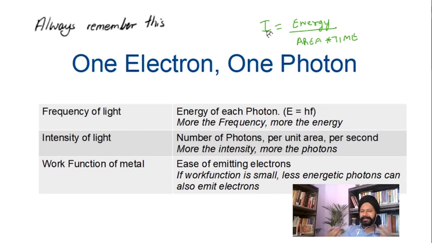Think about it this way. Let's say you have chosen a blue light which has enough energy to release the electrons. Now what if you increase the intensity of that same blue light? More photons are falling on this, and that means more electrons will be released. So the electric current will increase. Now the work function of a metal is a property of the metal. It tells you how easy it is to release the electrons. If the work function is small, then even less energetic photons can release the electrons. Okay? So let's move ahead.